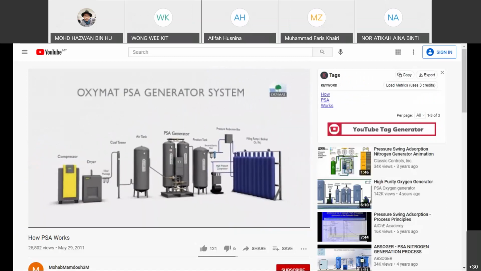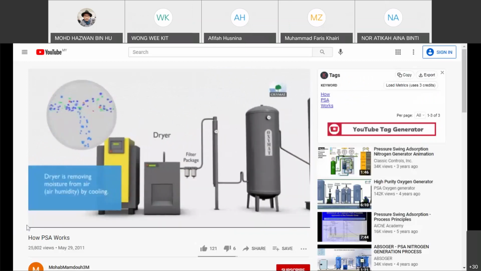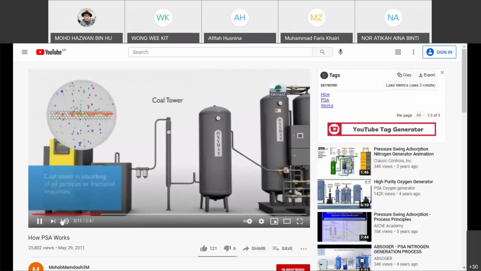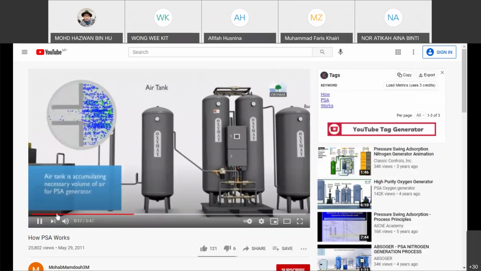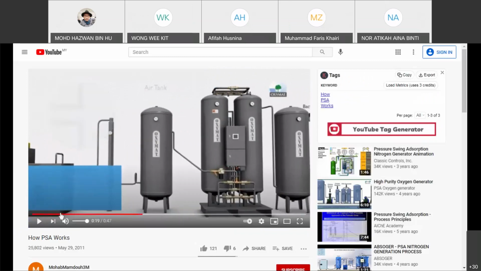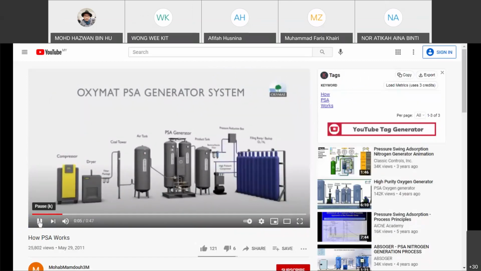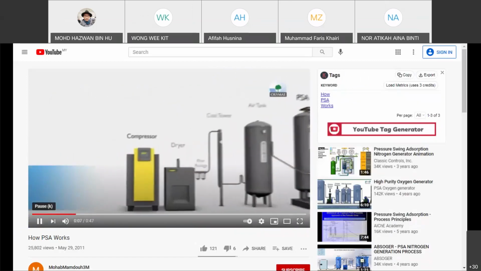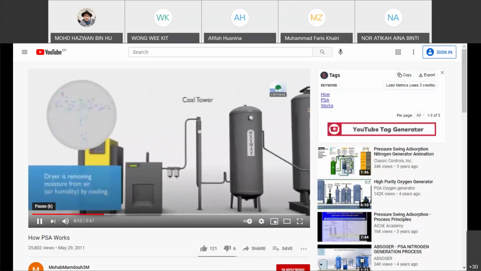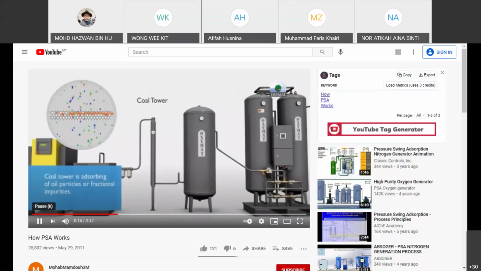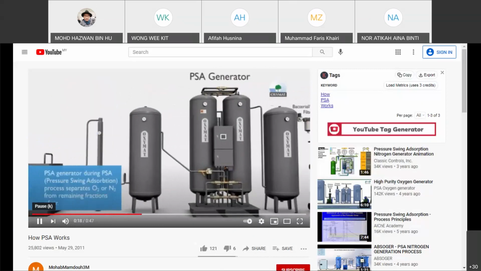Okay, so this is actually how PSA works. You will see that the gas goes into the compressor, and it has some filter to filter off the gas, if it has some purity. Okay, compressor, dryer. So it compresses first to reduce the size, the dryer removes moisture, and the tower absorbs oil particles. It goes into the air, okay, the PSA.